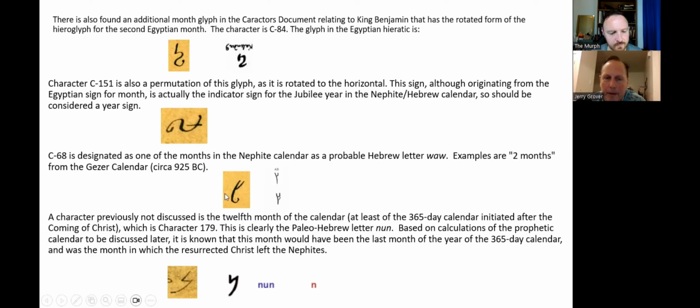Okay, this is one of the months in the Nephite calendar. It's only in one place, in the Lehi 600-year count. That actually is Paleo Hebrew, so there is a little bit of Hebrew, and it's found on a calendar, the Gezer calendar in the old world, 925 BC. So it's the second month.